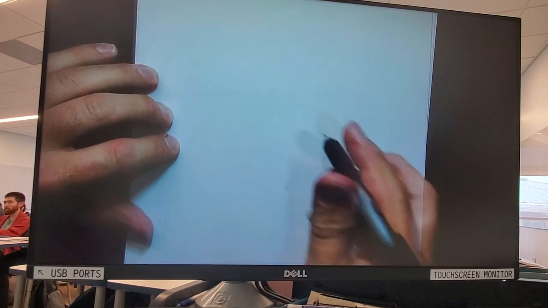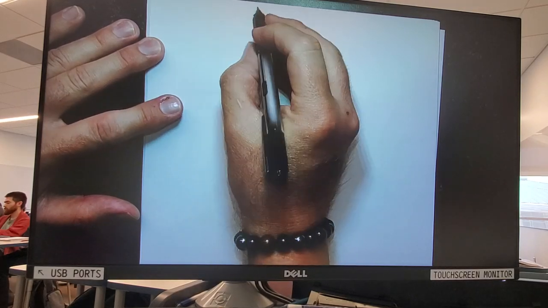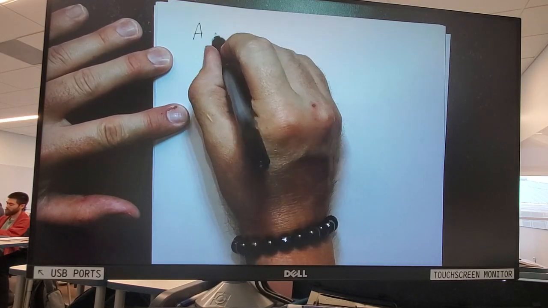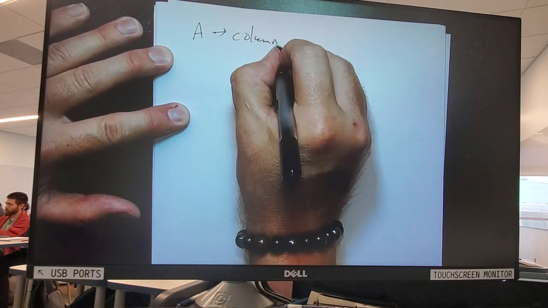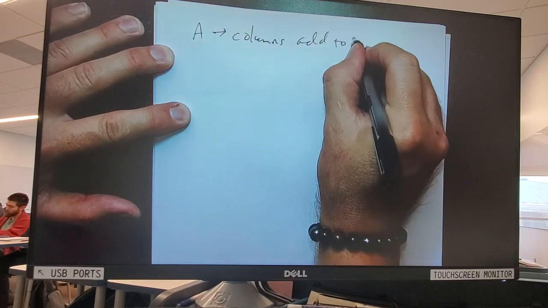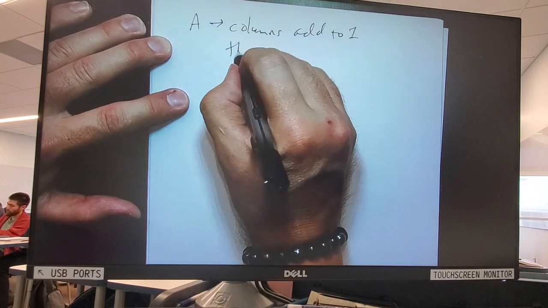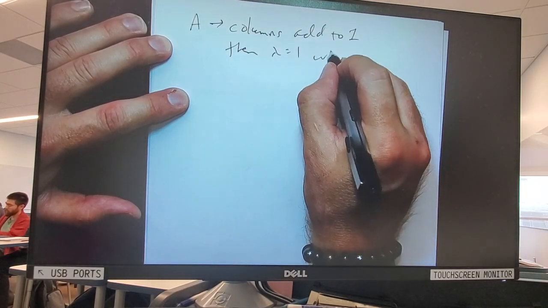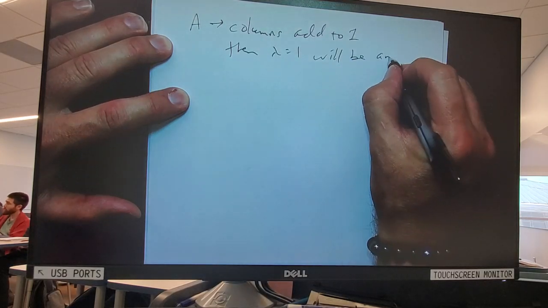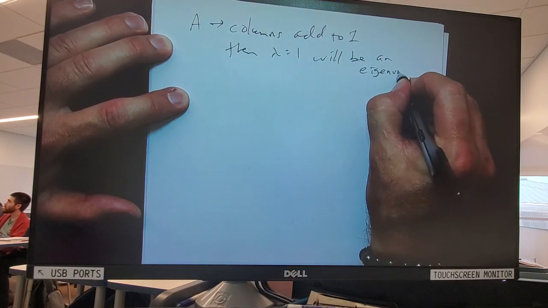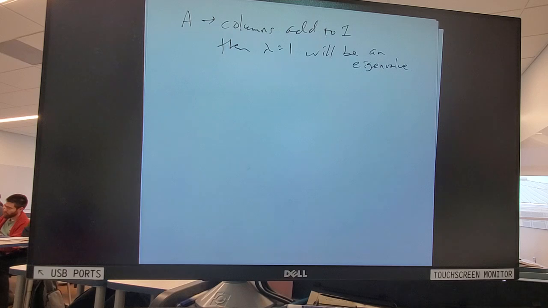Here's another little tiny thing. I'm not even going to do an example of this. But if I have a matrix A and the columns add to 1, then lambda equals 1 will be one eigenvalue. Might have another one. Who knows?